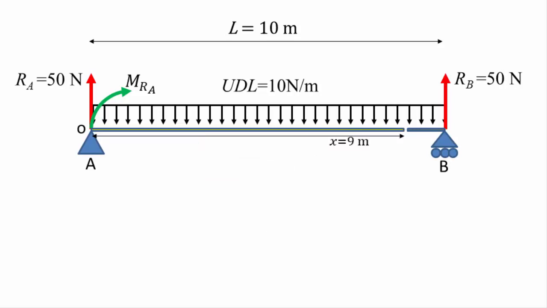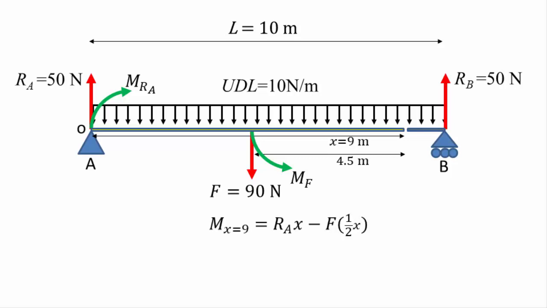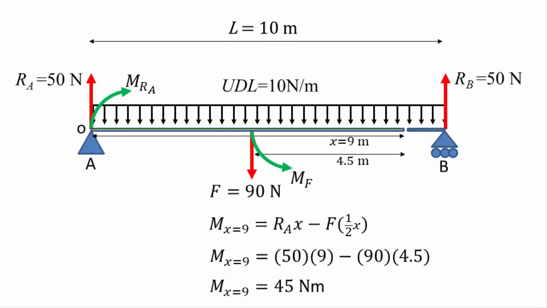Let's keep moving along further to 9 meters. Here we have Ra creating a positive bending moment at a distance of 9 meters from the cut, and the force due to the distributed load acting halfway along the cut section to create a negative bending moment that is 4.5 meters from the cut. The magnitude of the load is now 90 newtons, since the UDL is 10 newtons per meter and there are 9 meters of beam. So the net bending moment at 9 meters is 45 newton meters.